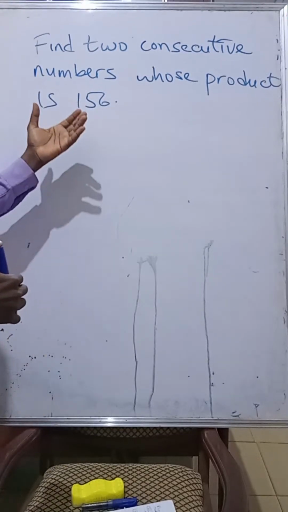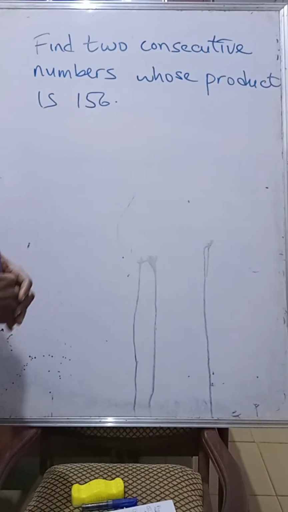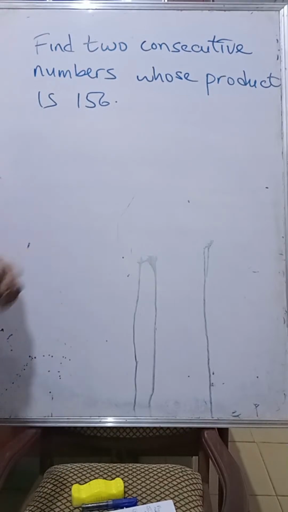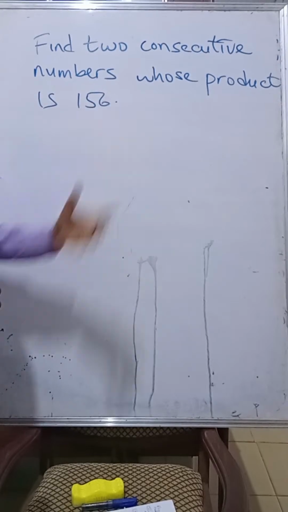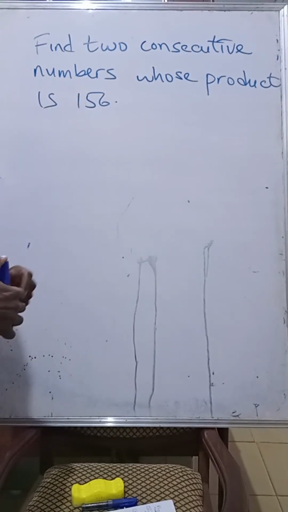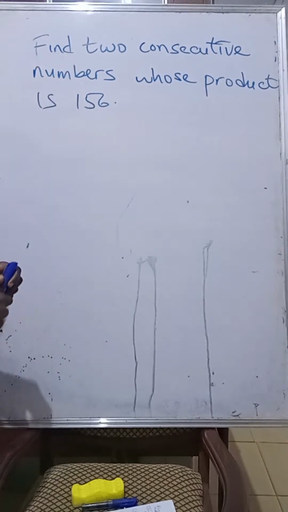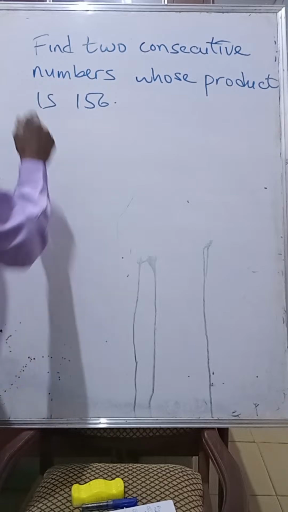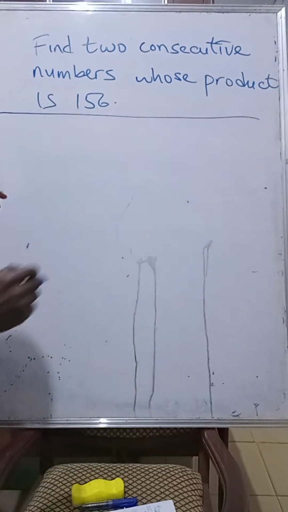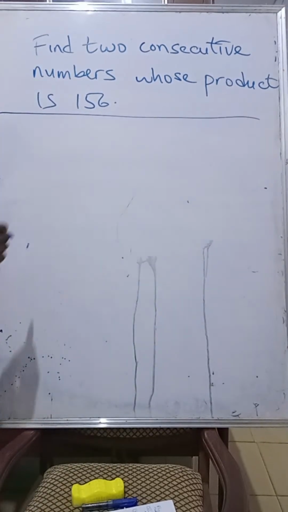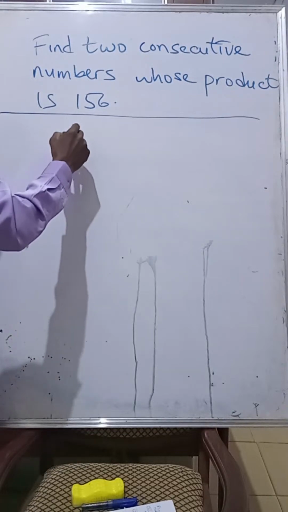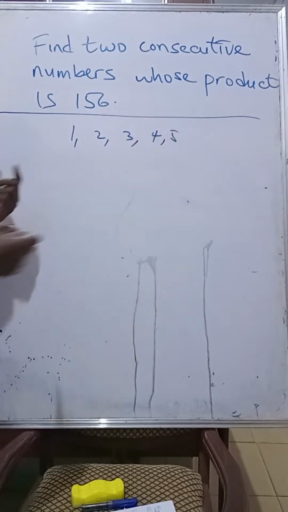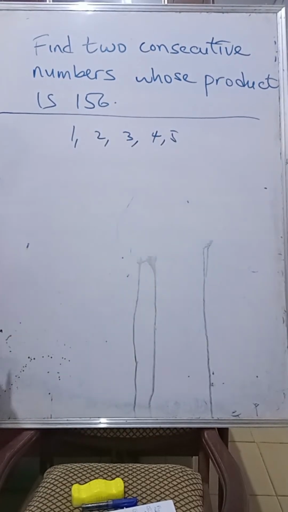We have this question. Find two consecutive numbers whose product is 156. Two consecutive numbers whose product is 156. What can we do to this question? What we can do is very simple. We are told numbers. It could be 1, 2, 3, 4, 5. It could be positive numbers. It could be negative.